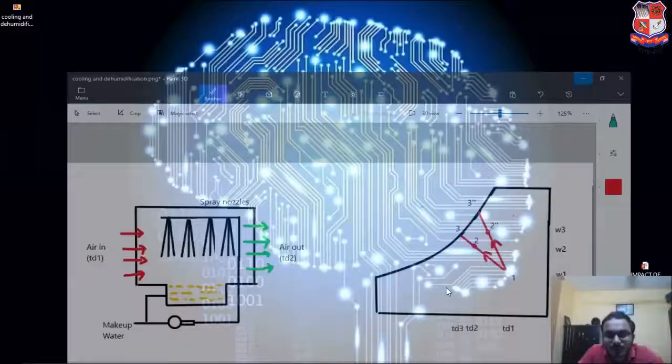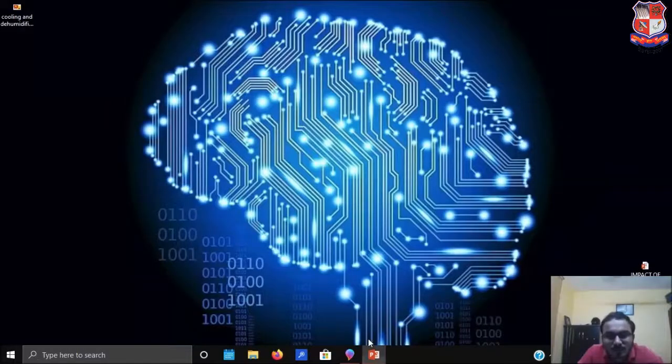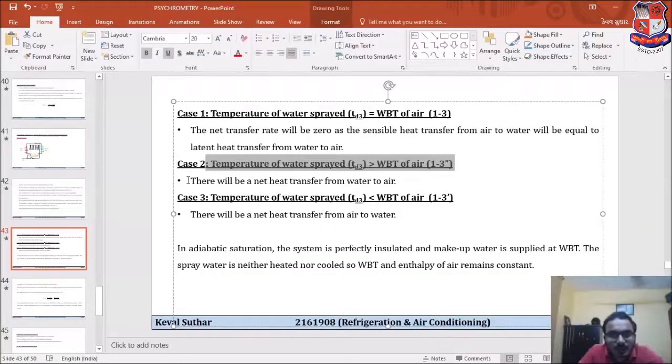So in this case, what is going to happen? There will be a net heat transfer from water to air, because the liquid water is at a greater temperature, so first it will get cooled down. So this heat is going into the air, which is denoted as 1, 3 double prime.